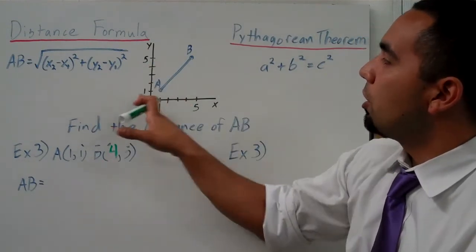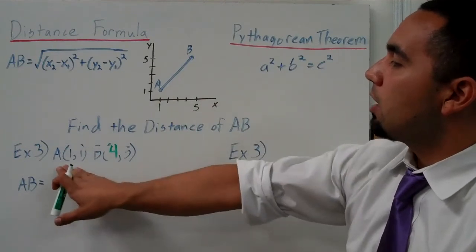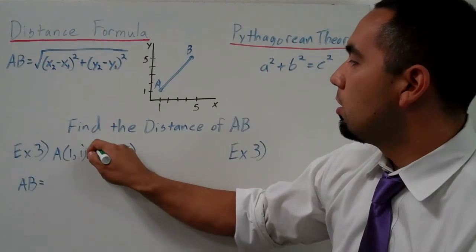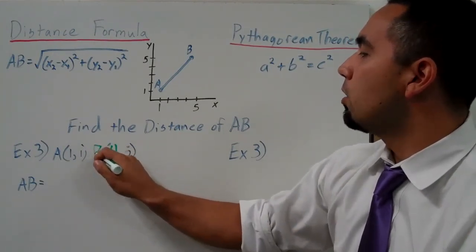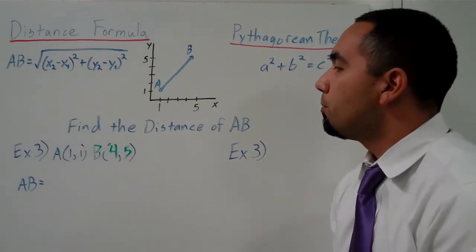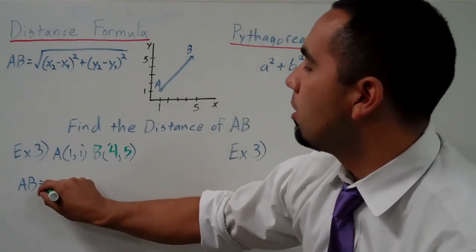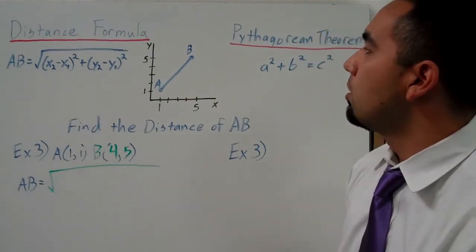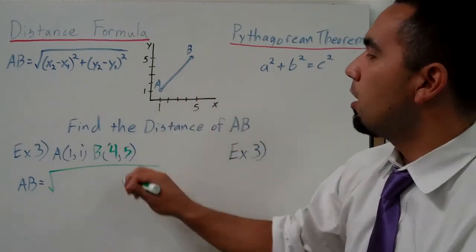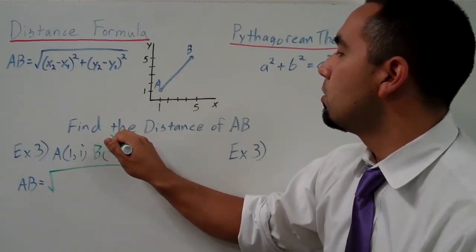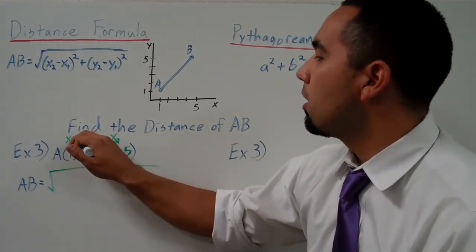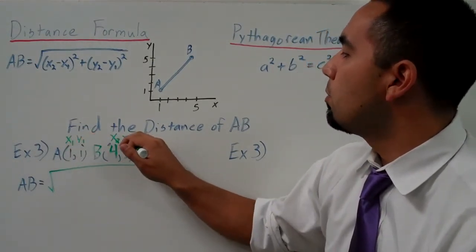So if I look at my chart here, I have A and B. It says A is at coordinates 1, 1, and B is at coordinates 4, 5. Okay? So AB is going to be equal to the square root of x2. What's my x2? Well, I'm going to make this my x2, this my x1, and I'm going to make this my y1 and this my y2.